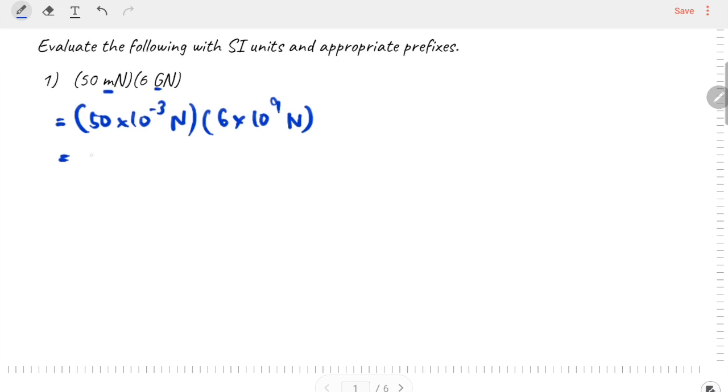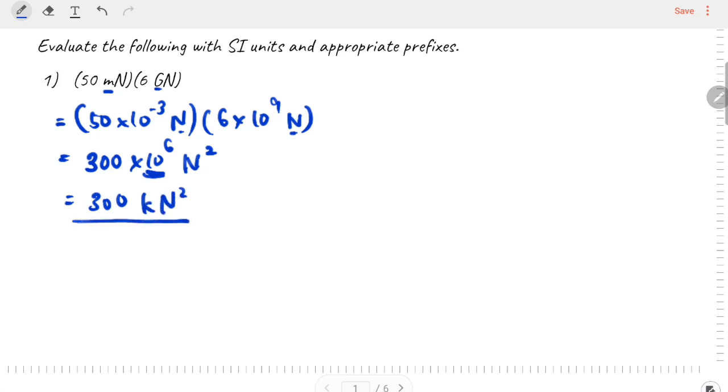You can use your calculator, or you can simply calculate this multiplication, and you will get a value of 300 multiplied with 10 to the power of 6 Newton squared. Don't forget, because a Newton is multiplied with another Newton, it becomes Newton squared. Remember, the exponential value for 10 to the power of 6 is actually kilo, so you can substitute that 10 to the power of 6 into kilo instead. So the final answer with the appropriate prefix is 300 kilo Newton squared.